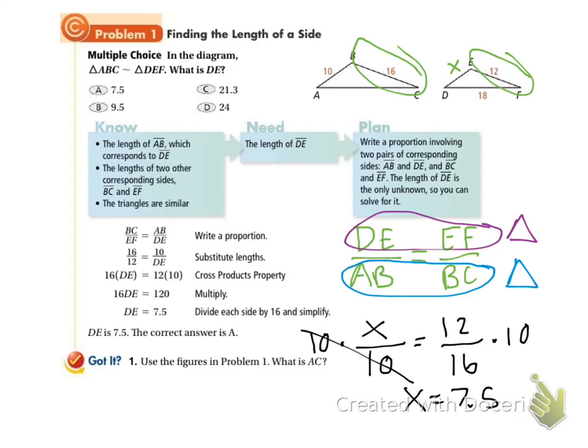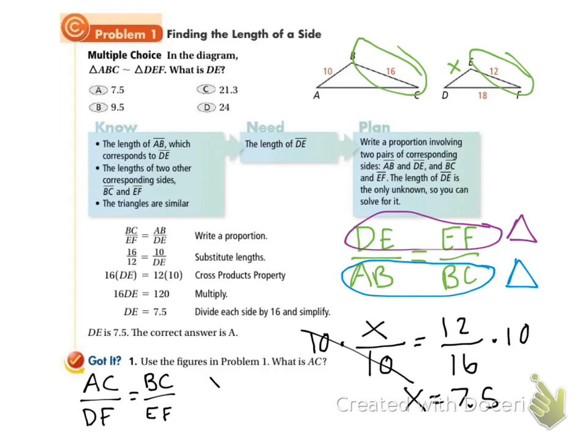I can do that same thing to find AC. So AC over, AC matches up with DF. And again, whatever I put on the other side, I want to have numbers for both of them. So I'll use BC and EF again. BC is going to go on the top because those need to be one triangle. And EF will go on the bottom.